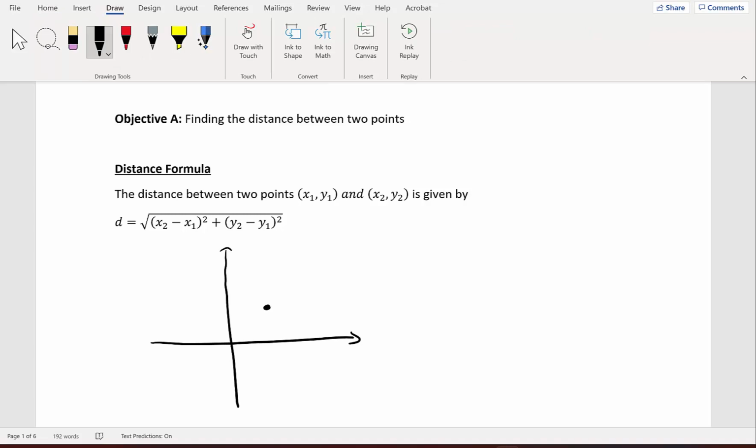Okay, so let's say we have these 2 points. I'm going to label my first point x sub 1, y sub 1, and my second point x sub 2, y sub 2. Okay, so we're trying to figure out the distance between these 2 points. So if we could see, we could draw a right triangle over here.